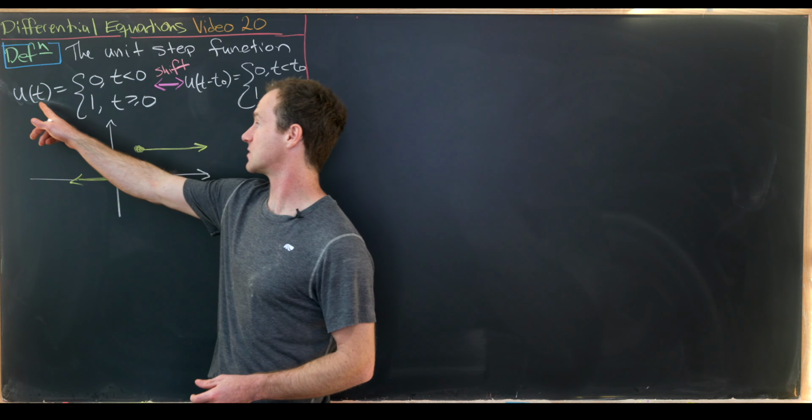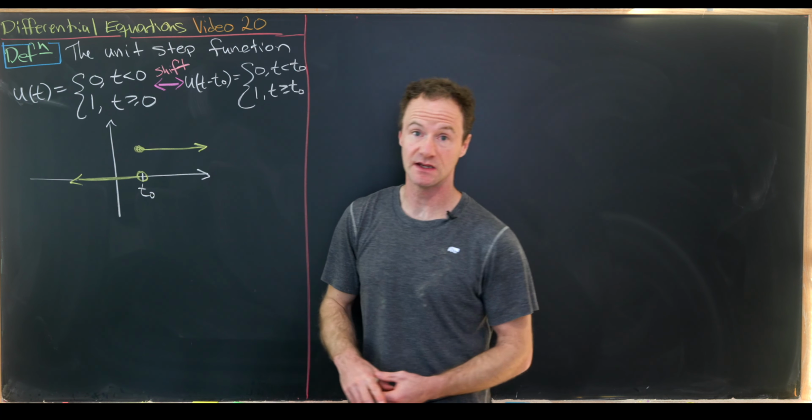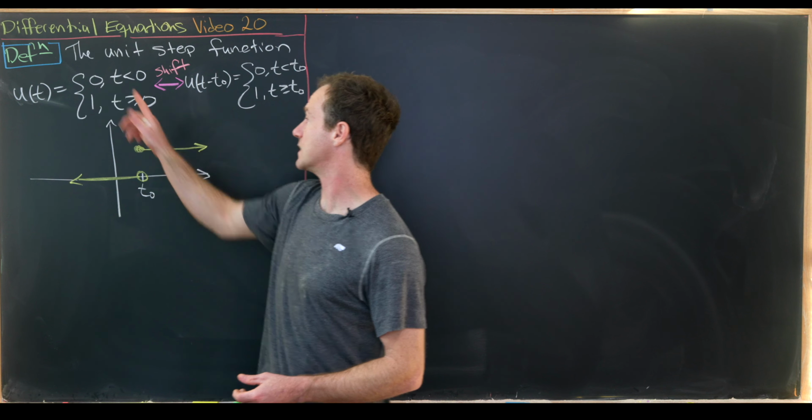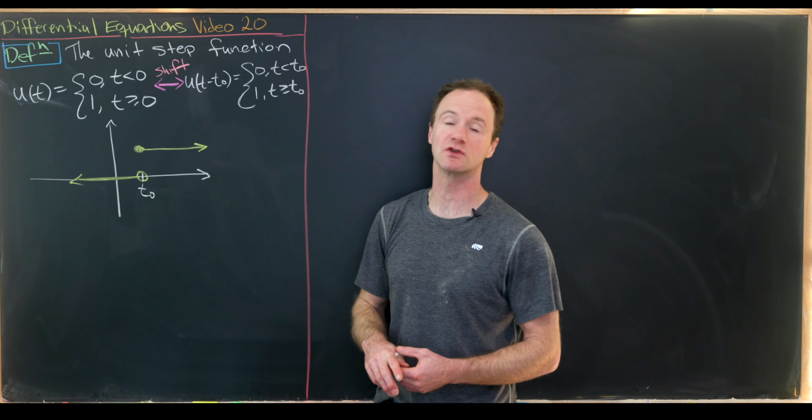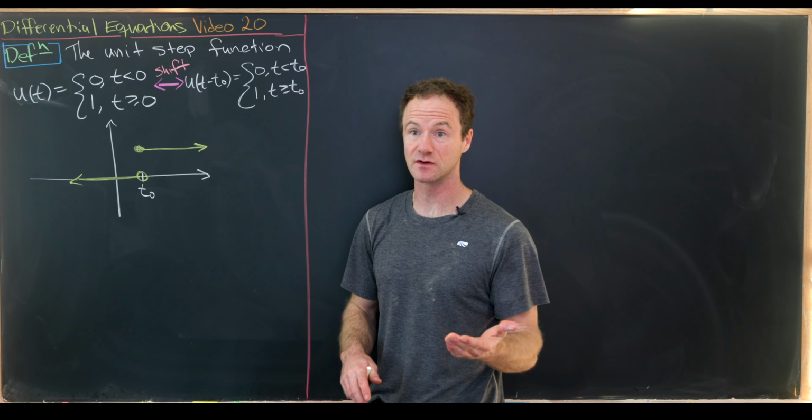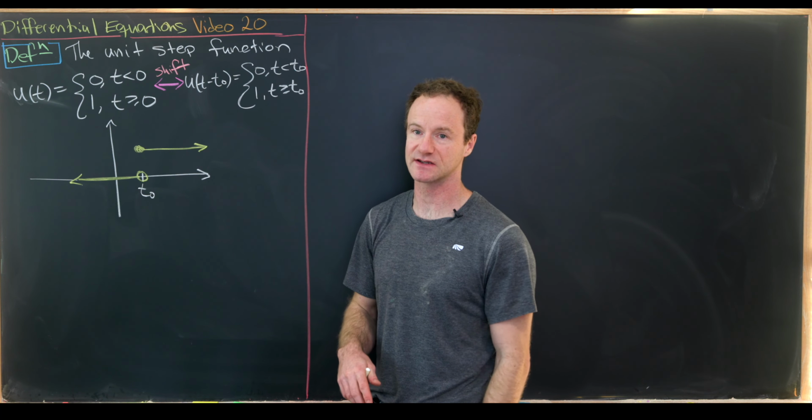The first such discontinuous function we'll look at is called the unit step function. The unit step function, which we'll call u of t, is defined to be 0 when t is less than 0 and 1 when t is bigger than or equal to 0. So it's like a single step that occurs at the y-axis.